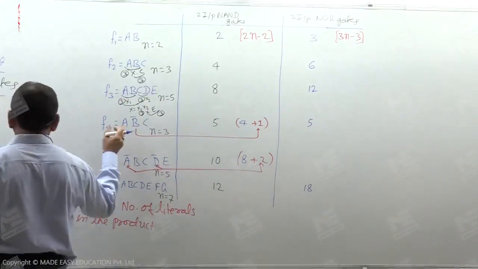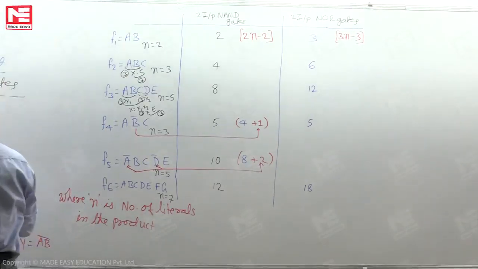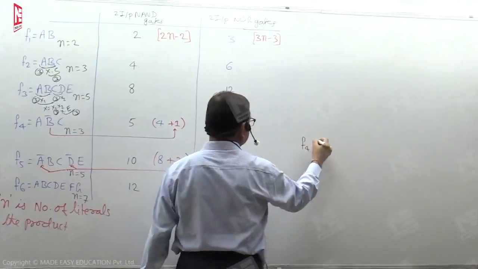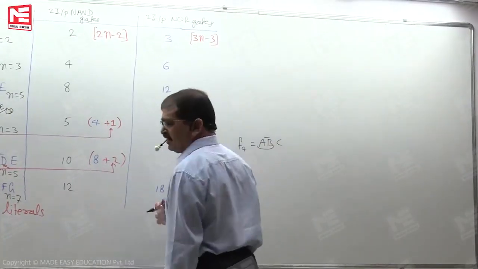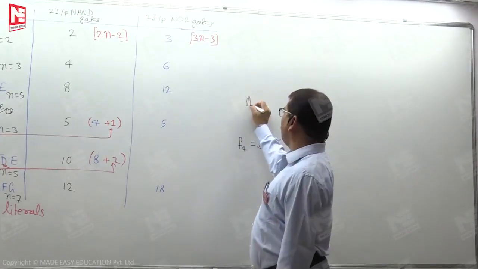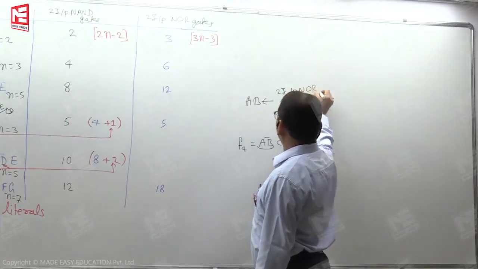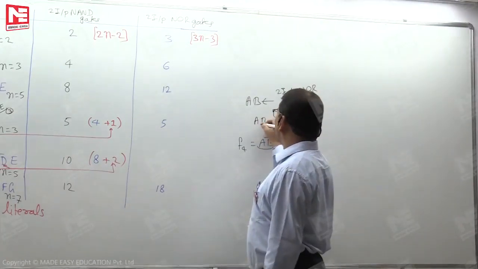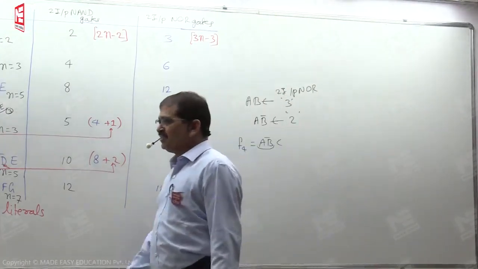We have A, B complement. So F4 is A, B complement, and with C. For getting A, B complement, let us see how many gates we need. For getting AB, 2 input NOR gates needed are 3. For getting AB complement, we need only two gates. Only two gates. You can check how it is so.